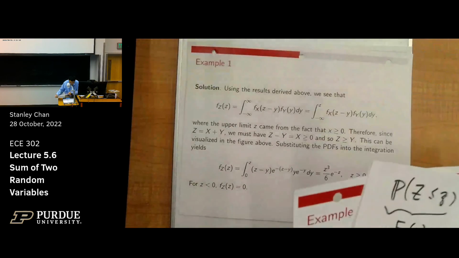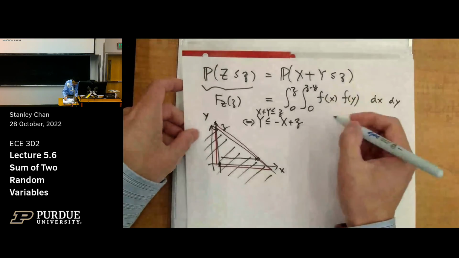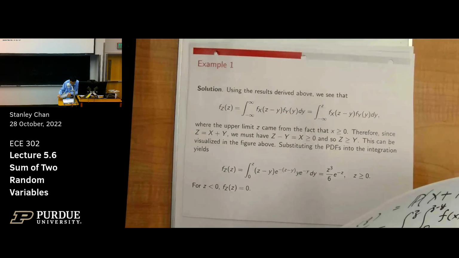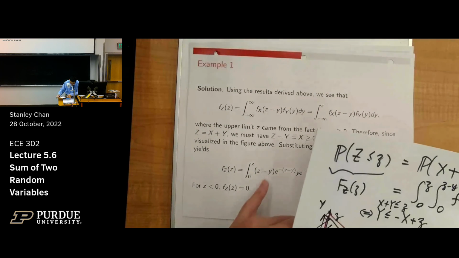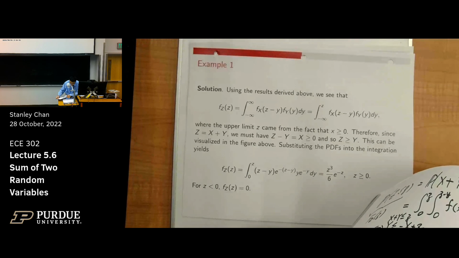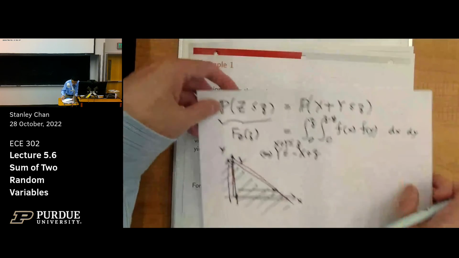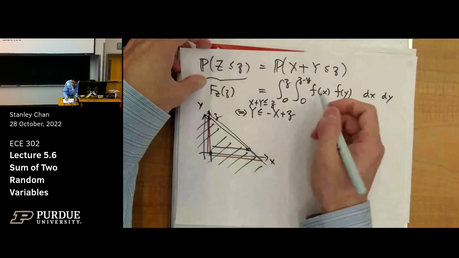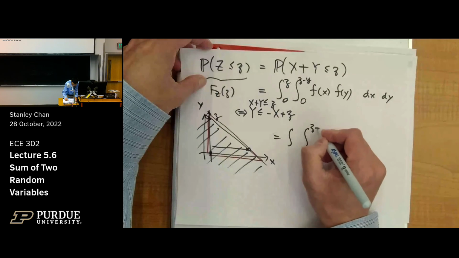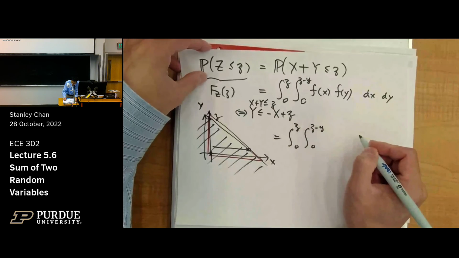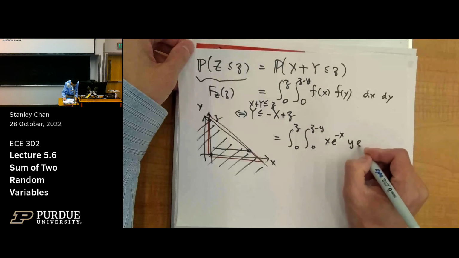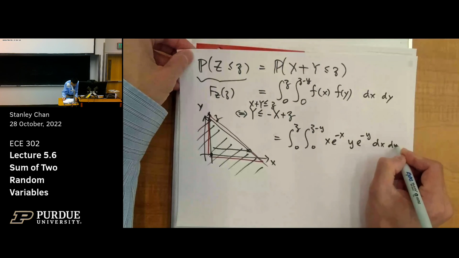Okay. So for this one, it might be easier to just look at this result here. So let's just do it. What is your fx? This is the double integration from 0 to z minus y, 0 to z, of your fx. Fx is xe^(-x), and for y it is e^(-y), dx and dy.